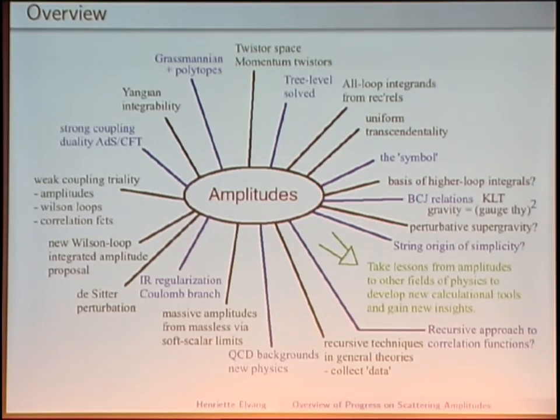For example, the use of spinor helicity formalism for de Sitter perturbation theory. And one lesson I think would be interesting to take from here is whether these methods of working in manifestly gauge-invariant quantities could be used in other contexts, in other areas of physics too, to help us with more efficient calculational techniques and new insights.